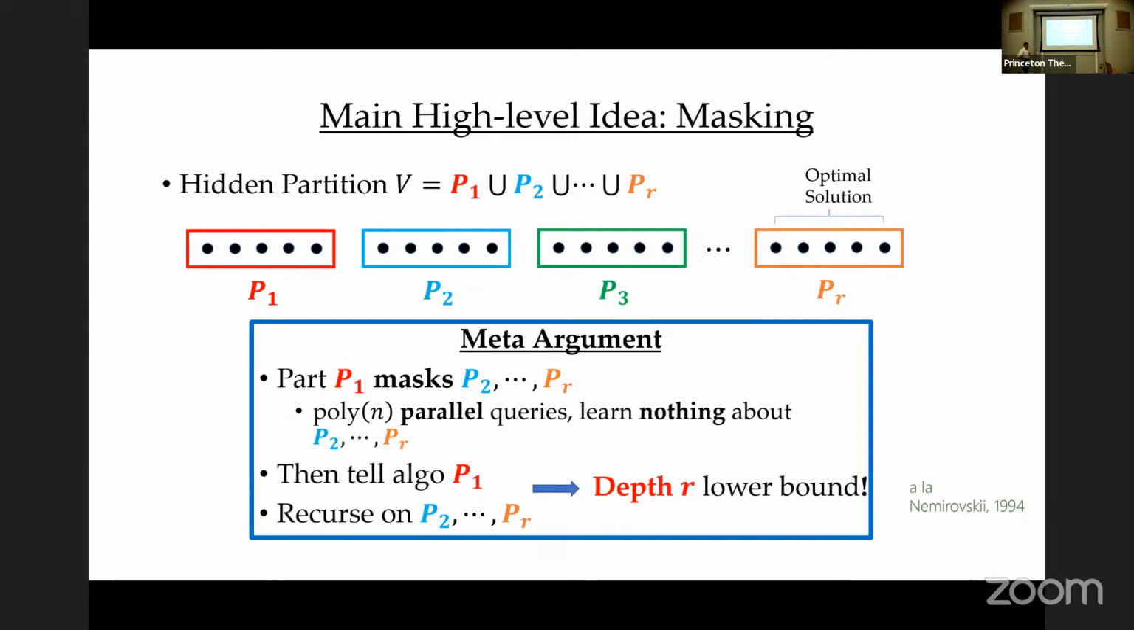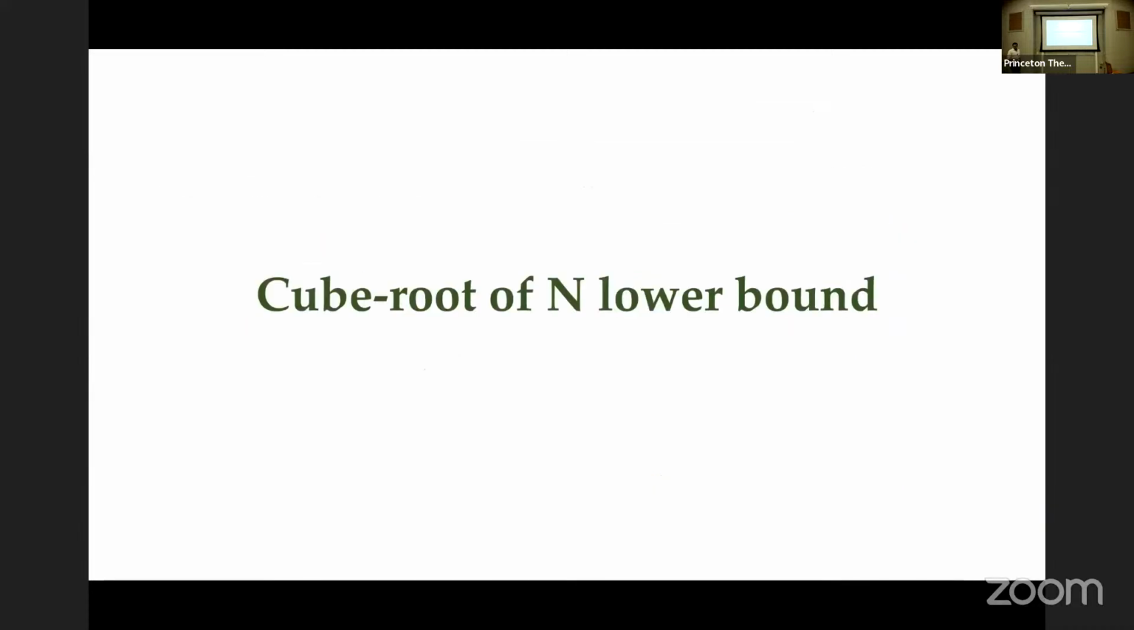So you want to design a function where rounds are needed to get information, because the first round query tells you nothing about what is happening deeper in. So this is vague, and we'll make this more precise in the various arguments. So let's jump in.